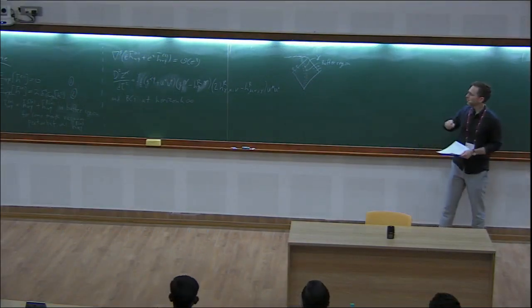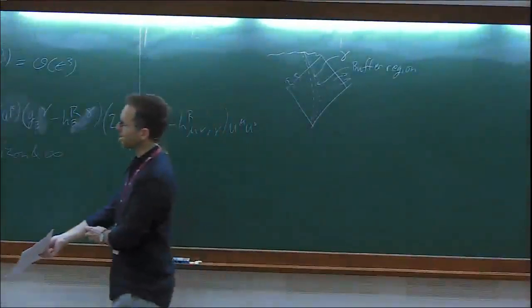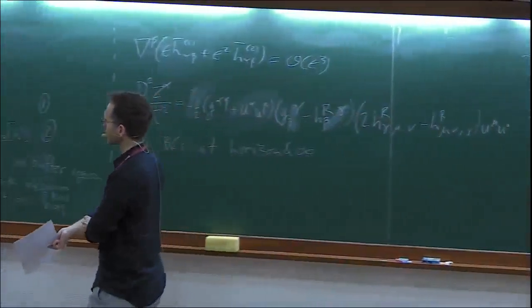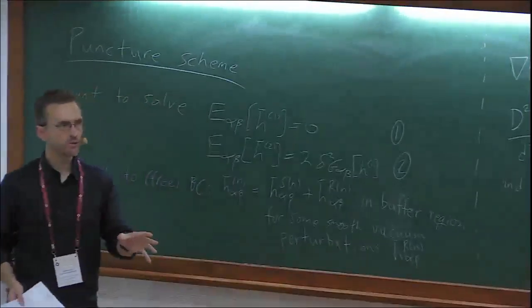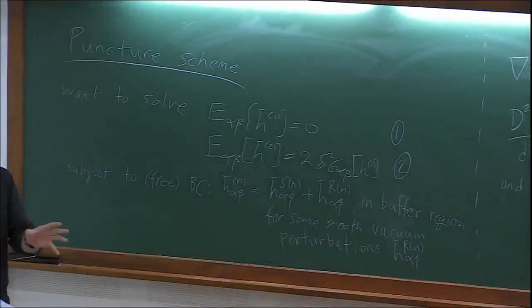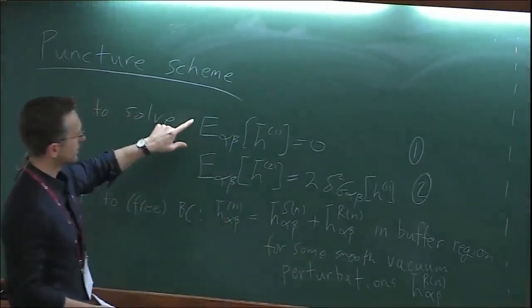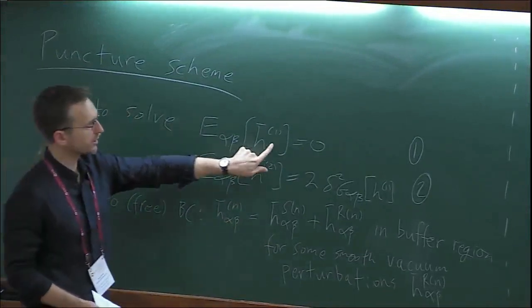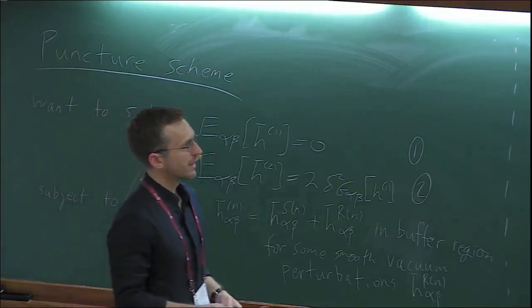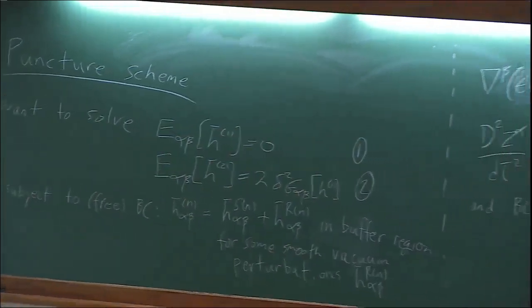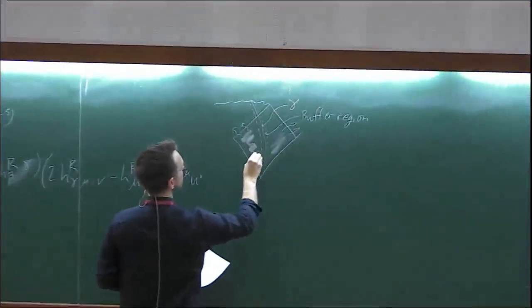Right, this is the problem that we are trying to solve. It's a free boundary value problem, which means you impose boundary conditions, but the surface on which you impose them is free to move in response to the solution. These are all the equations. We've got the equation for the first order metric perturbation, the equation for the second order metric perturbation, and we're working, say, outside of the buffer region, so out in this region out here.